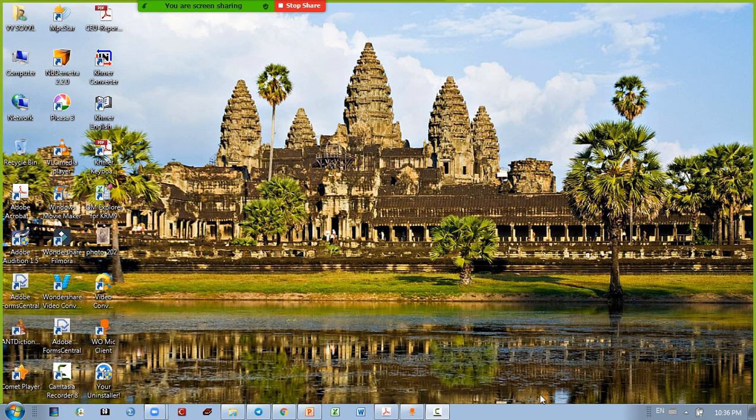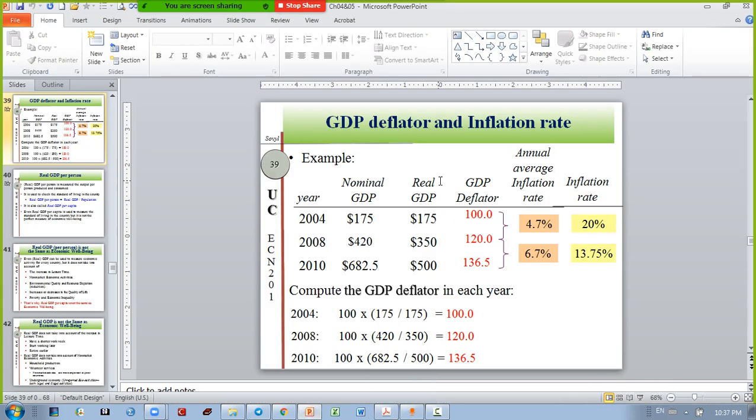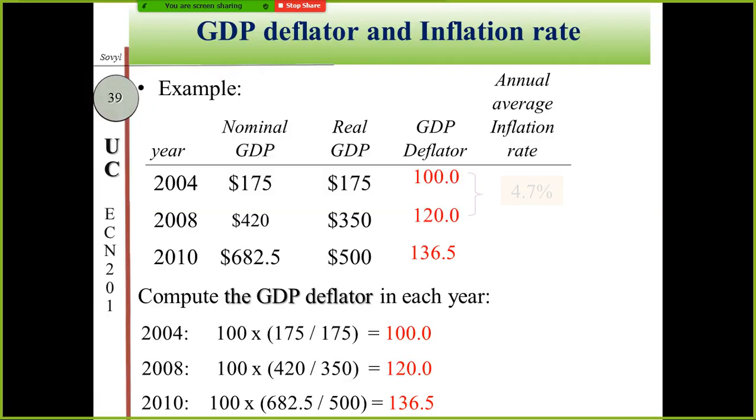This should be the last movie for chapter 17 based on the textbook, or chapter 4 based on my course syllabus. Okay, this is the last slide from the previous movie. This slide I also explained in the previous movie. That's why now I'm going to a new slide.